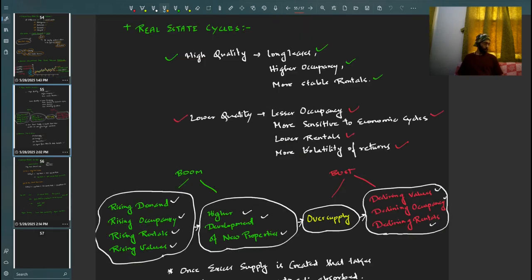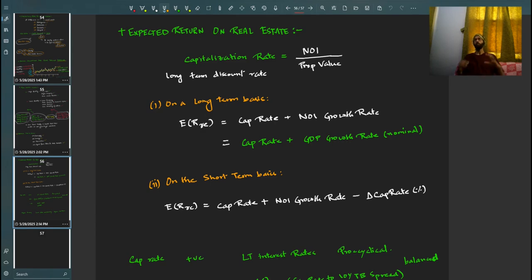Now, we have spoken about the characteristics of real estate, the way we measure real estate, the real estate cycles, and the reasons for the real estate crisis or the cycles to happen. Now we'll move into the actual measurement of real estate returns. One of the most important metrics for real estate return measurement is the capitalization rate. This you need to remember.